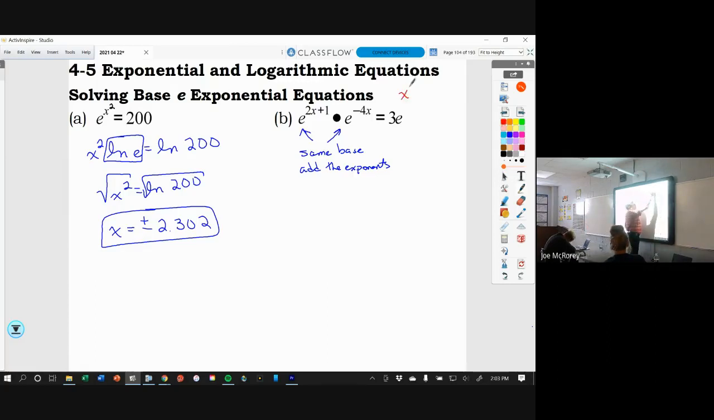Remember, x cubed times x to the 5th. It didn't become 2x, did it? It became x to the 8th because we added them together. So here we have the same base, so we're going to keep that e. Negative 2x plus 1. Perfect.